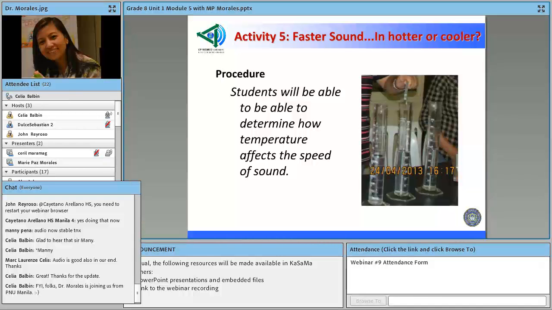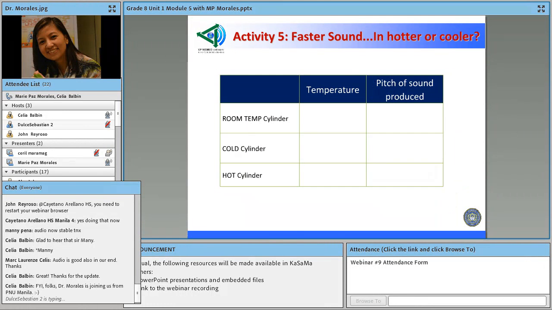Okay? This will be their corresponding table. So there are 3 cylinders. You can ask them to determine the temperature. Ma'am Cheryl a while ago just taught them how to determine the temperature. And then you can ask them to identify the pitch that they were able to hear. So they can place it here in the room, the cold, and the hot cylinder.